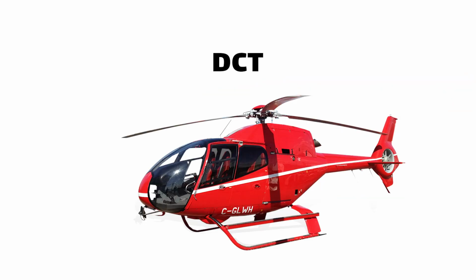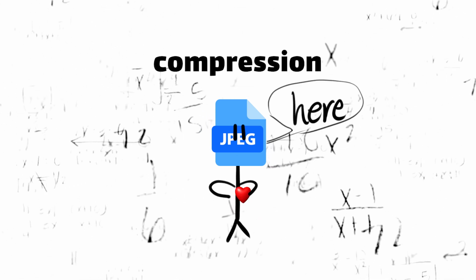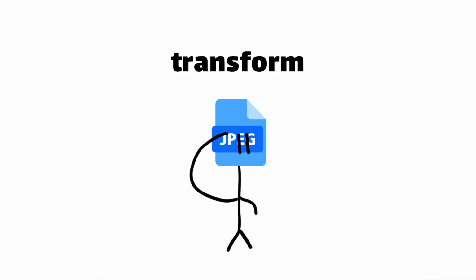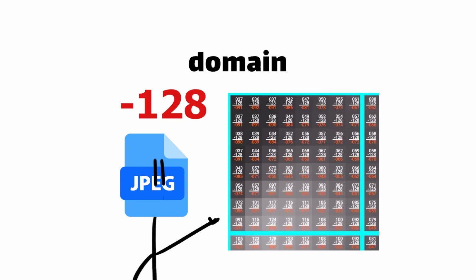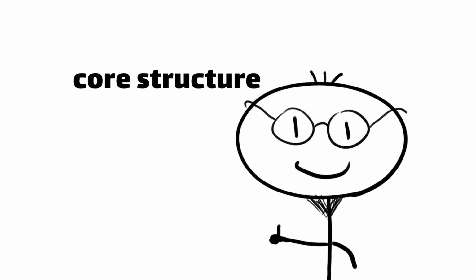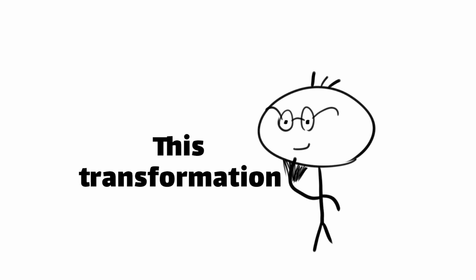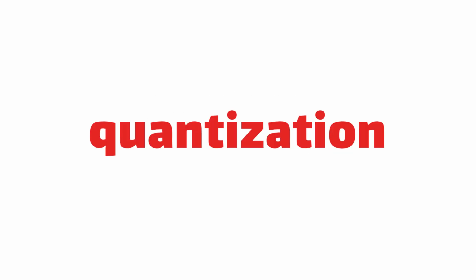Number 4. The Discrete Cosine Transform, DCT. Ah, the Discrete Cosine Transform, the mathematical marvel that lies at the heart of the JPEG compression. DCT performs magic tricks that transform each 8x8 block of pixels from the spatial domain into the frequency domain. In the frequency domain, the DCT coefficients represent varying levels of detail within the block, ranging from the overall coarse structure of low frequencies to the finer details of high frequencies. This transformation sets the stage for the next critical step in the compression process, quantization.